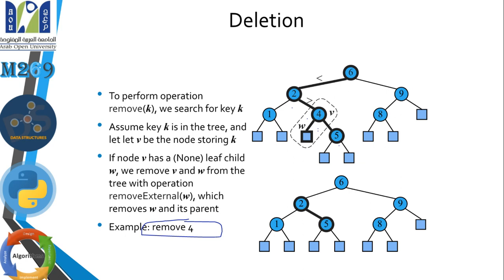Before you delete, you have to search for 4. So 4 should be in this path and then this path. Once you specify it, you must delete the 4 and its child, only the leaf child. That's why we take out the left child, and then we just connect 5 with 2. So W is actually an external node. We call it W. And V is the node itself.